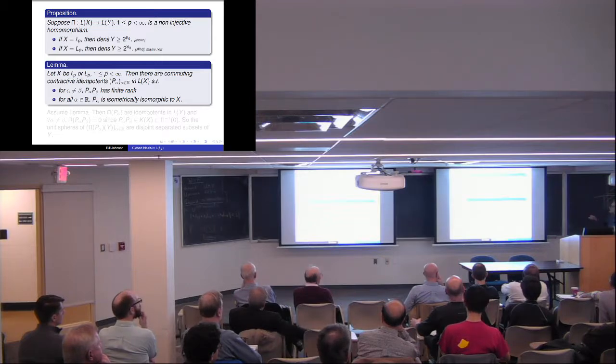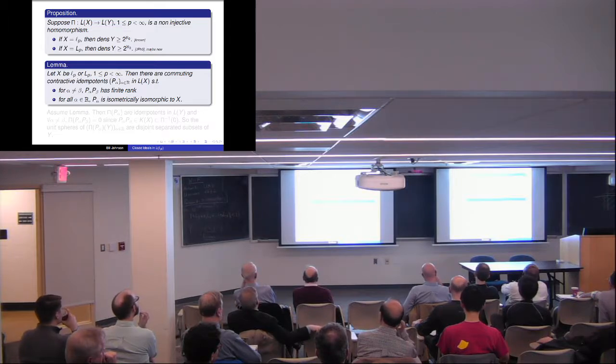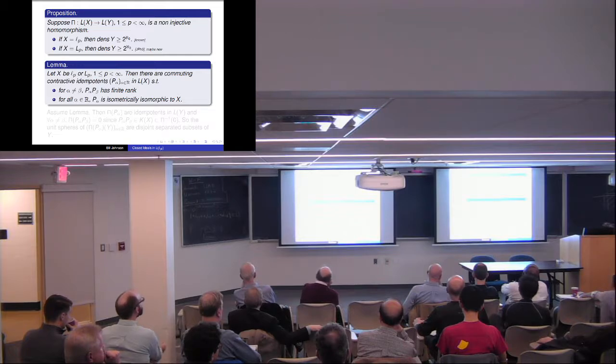I'm sorry, I want to say something about the proof of this theorem, because this is the only thing that I'll talk about for a proof. So here's the lemma to prove this theorem. Suppose that you look at little LP or LP of the unit interval or the Cantor set, then you can get contractive projections, contractive idempotents on the spaces, so that for any two different ones, the composition of the two is a finite rank operator. And the ranges are all isometrically isomorphic to whatever the domain space is, little LP or capital LP, okay?